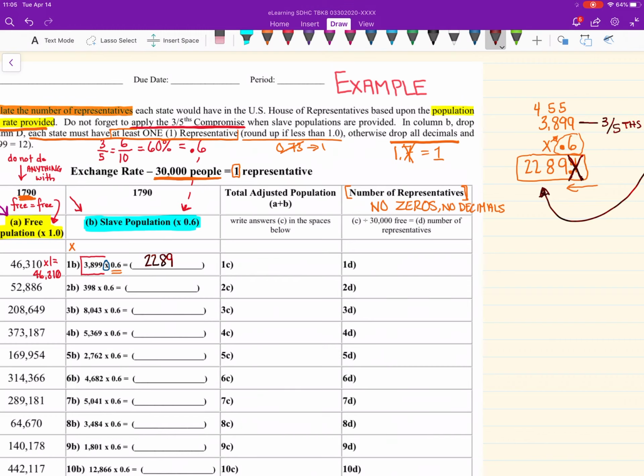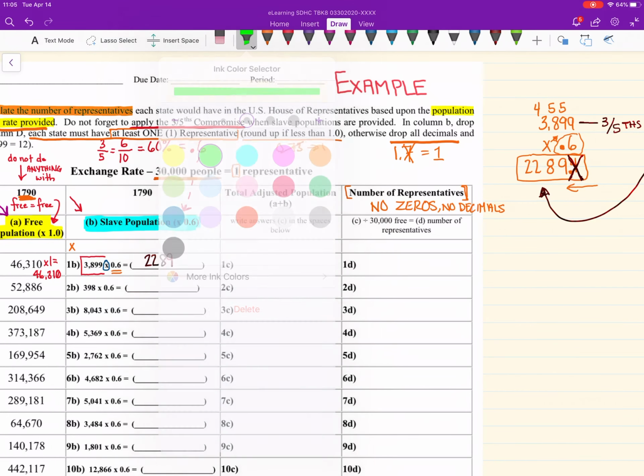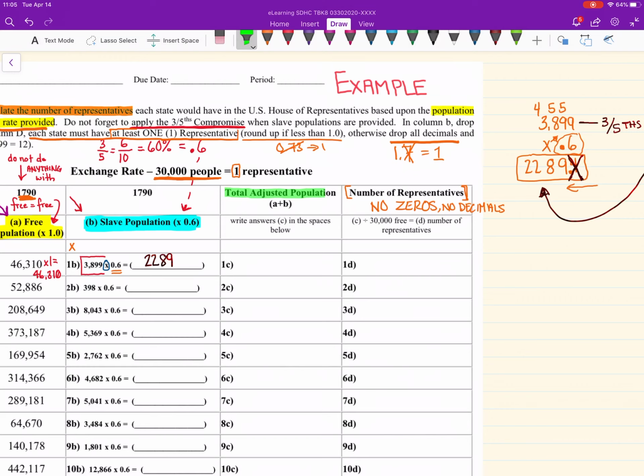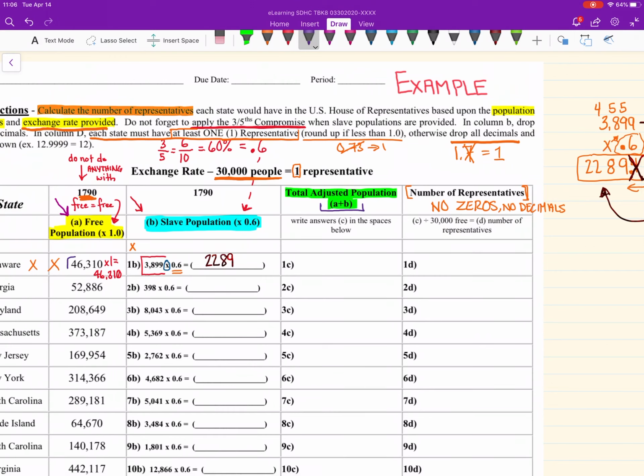For the third step, you're then going to take and create what I call a total adjusted population. With the total adjusted population, you're going to take the number from column A and the number from column B. So the number from column A is this 46,000 number. 46,310. And I'm going to add to it this column B number, 2,289. Now, I don't want to see this on your paper. I'm just doing this as an example so you can tell what I'm talking about.